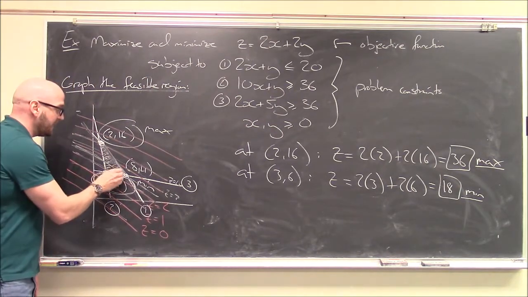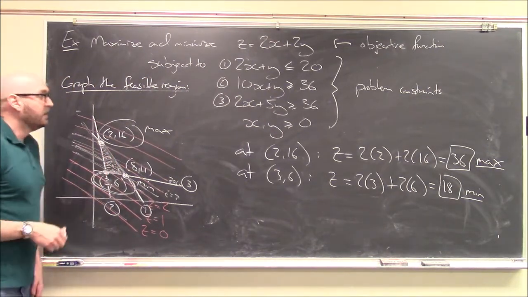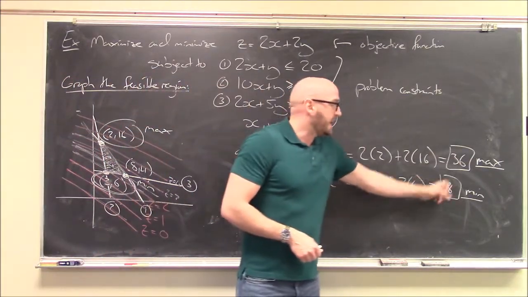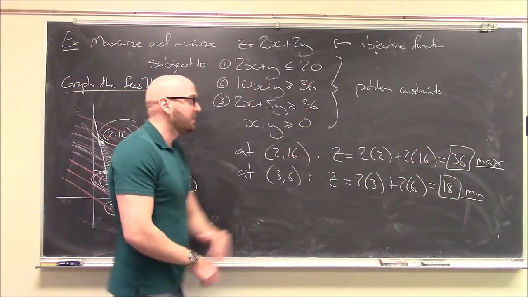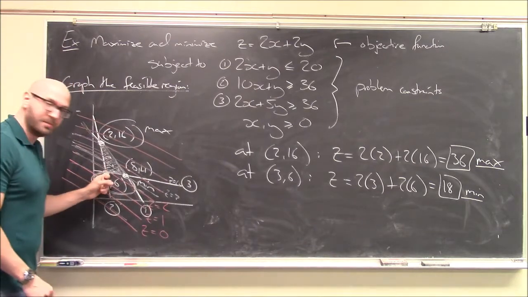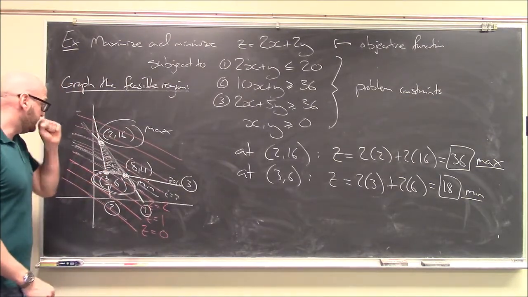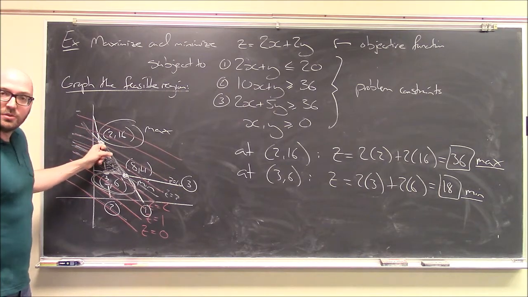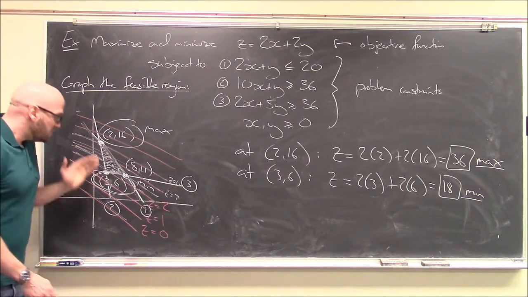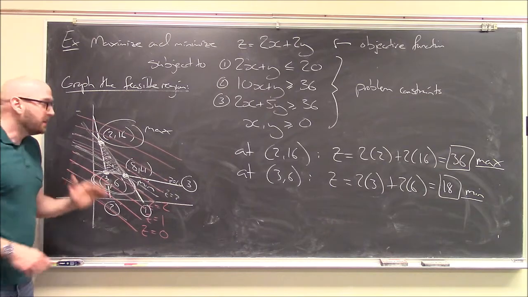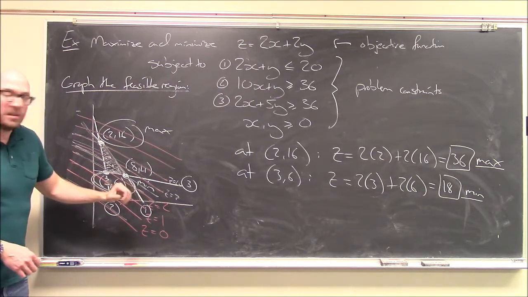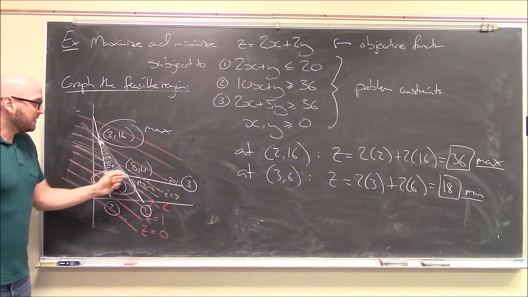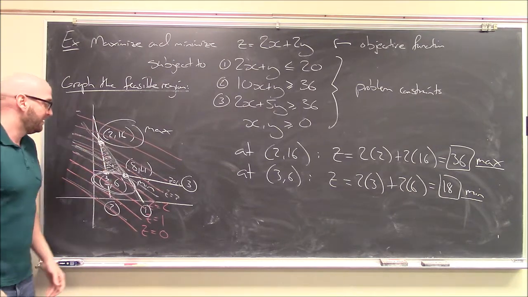Alright, so if you plugged in any other point in this feasible set, any other point at all, you would get a value somewhere between 18 and 36, because 18 is the actual minimum of this function in this triangular feasible region, and 36 is the actual maximum. Justified using these constant value lines, but we're not going to draw constant value lines anymore. We're just going to go with the observation that maxes and mins have to occur at corner points.